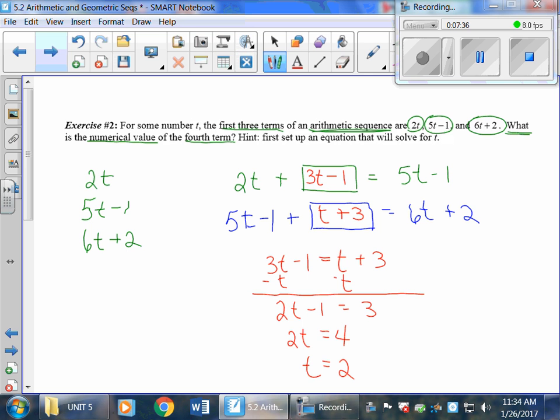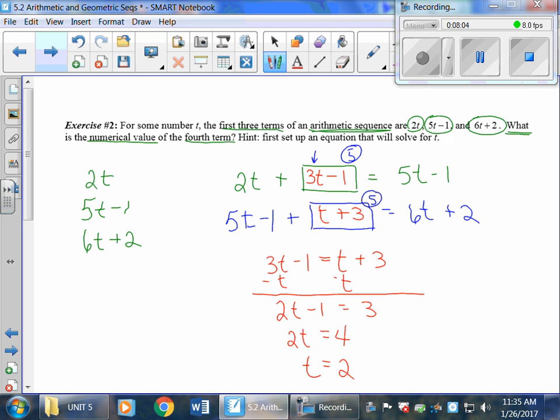Now I have to go back and actually find the common difference. t equal to 2 is not my common difference. My common difference goes back to my 3t minus 1 and my t plus 3. So 2 plus 3 is 5, so this box is 5. And this is 3 times 2, which is 6, and 6 minus 1 is 5. So I know my common difference has to be 5.